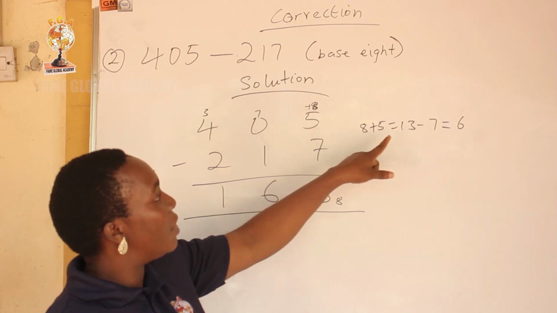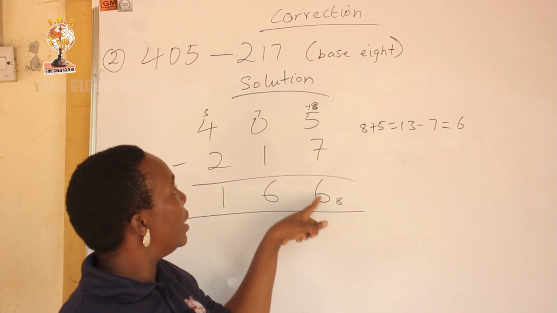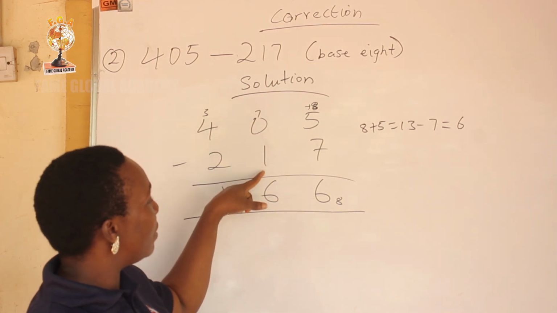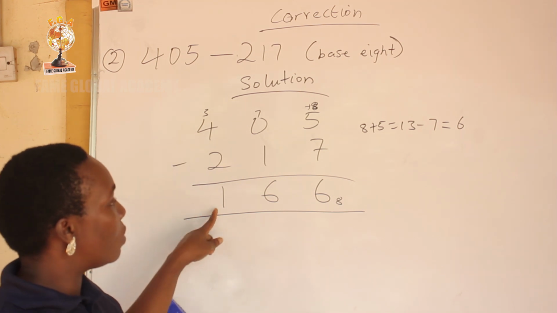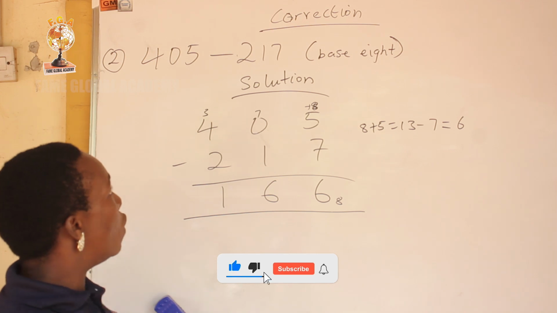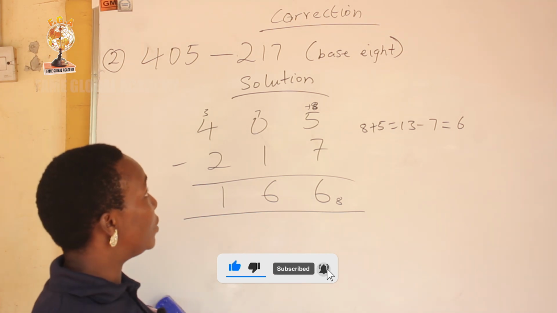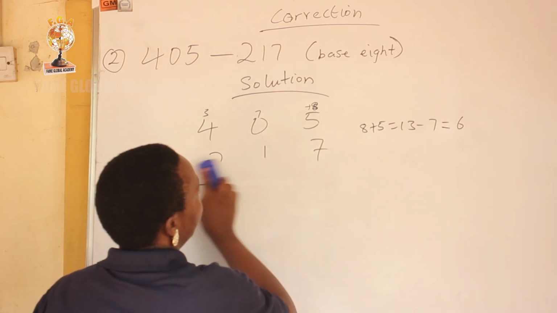8 plus 5, that will give us 13. 13 minus 7 will give us 6. Okay, now what's remaining here is 7. 7 minus 1 is 6. And what's remaining here is 3. 3 minus 2 is 1. So our answer is 166 base 8. So that is all for last class assignment correction. So let's go to today's class.